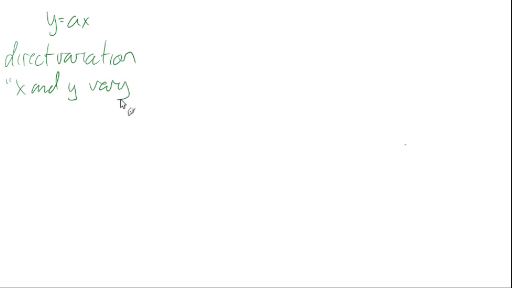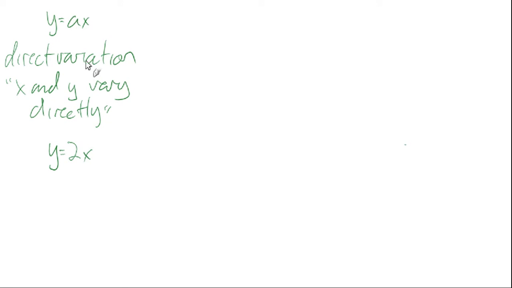To begin 8.1, let's compare three different kinds of variation. The first is one that we have seen before. We won't use it in this section, but it'll be helpful to reference. So this kind of equation or function is called direct variation, or we would say x and y vary directly. An example of a direct variation equation would be y equals 2x.